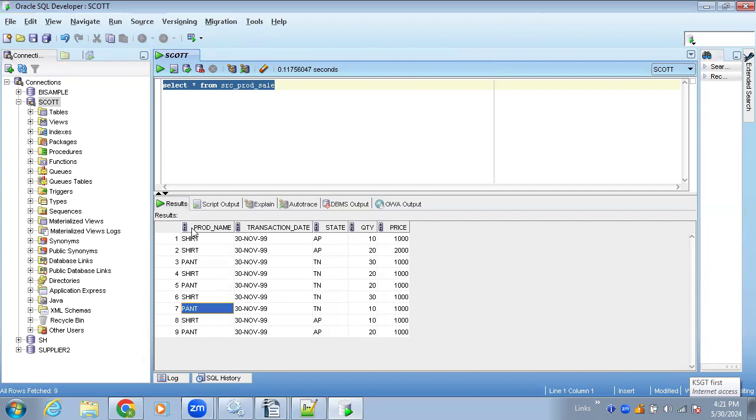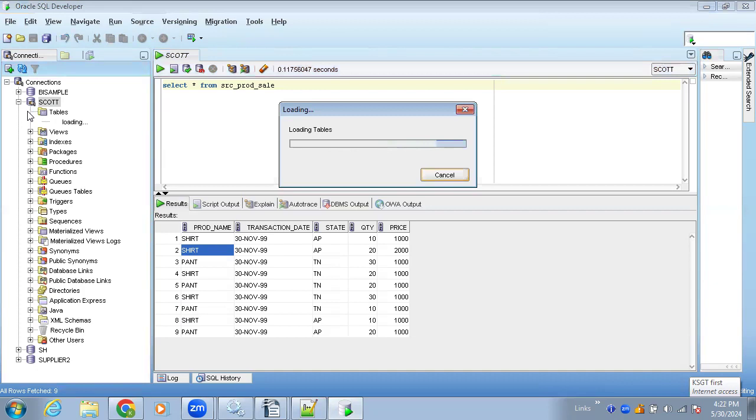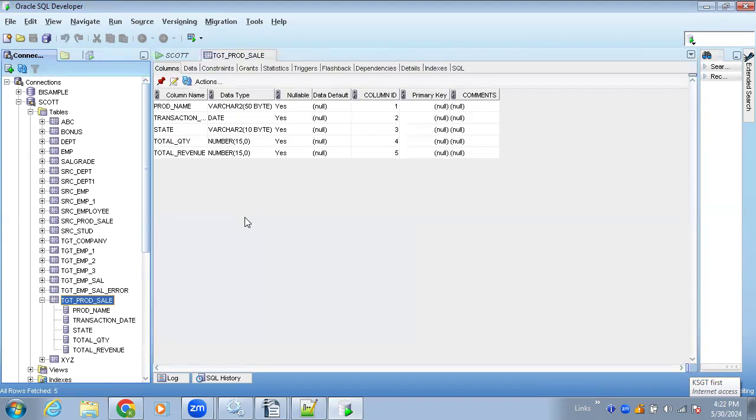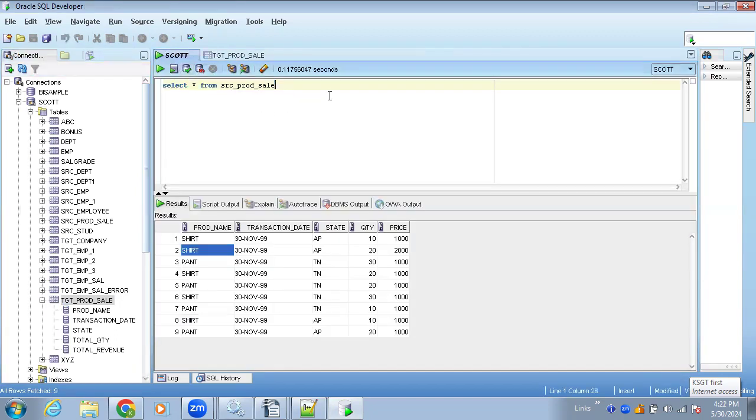So here is my source data, which has the source table, SRC prod sale table. That needs to be loaded into what actually, in my target table. This is the TGT prod sale table. I want to load the data into TGT prod sale table. So what is actually the structure of TGT prod sale table? Let me show. Select star from TGT prod sale.